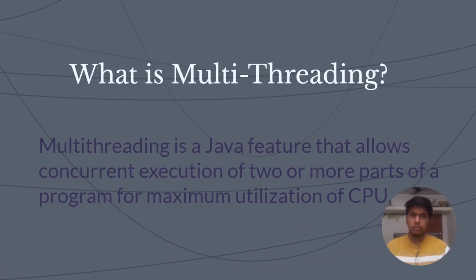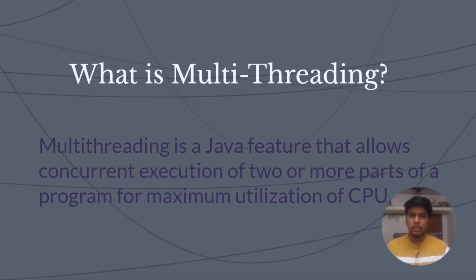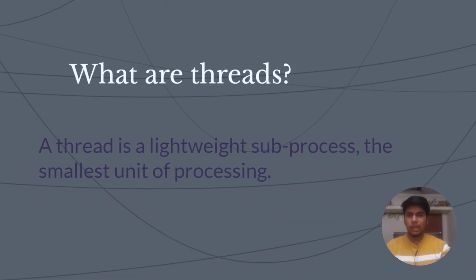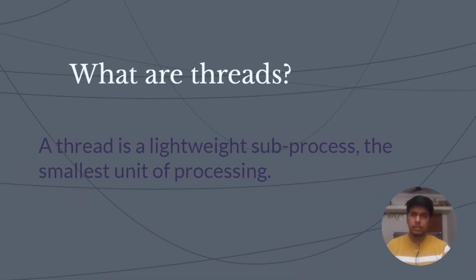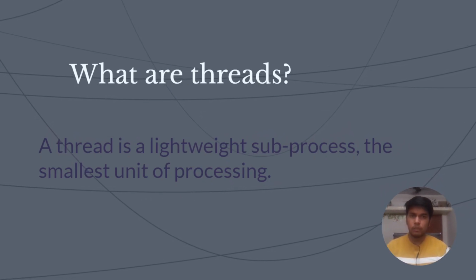What is multithreading? Multithreading is a Java feature that allows concurrent execution of two or more threads for maximum utilization of CPU. Now, what are threads? A thread is a lightweight subprocess or separate path of execution, or you can also call it the smallest path of execution.